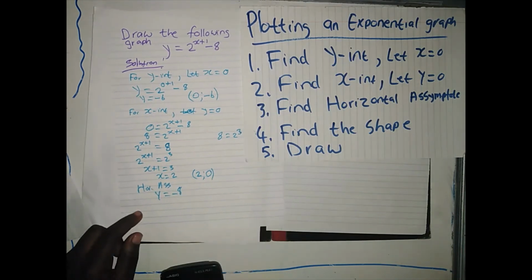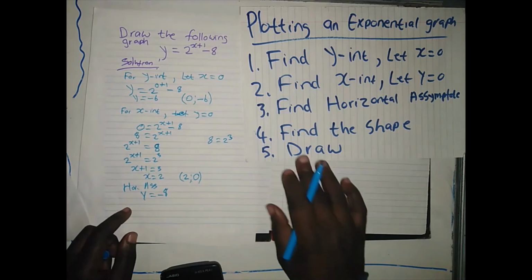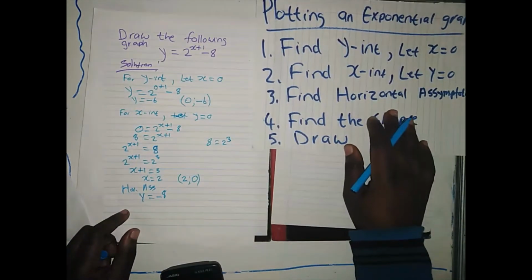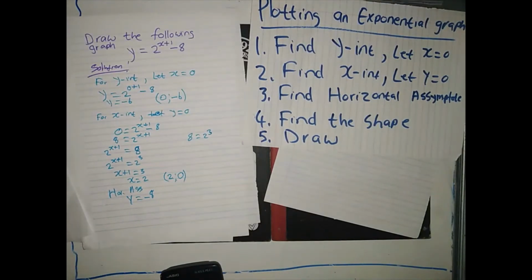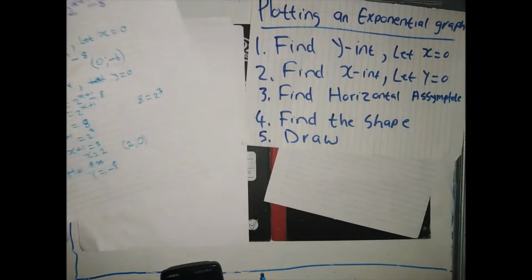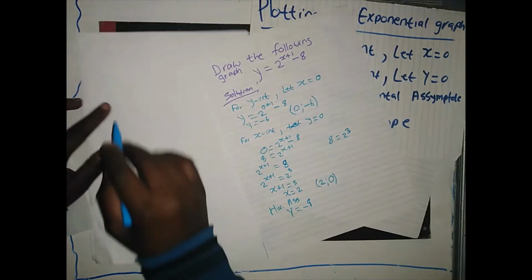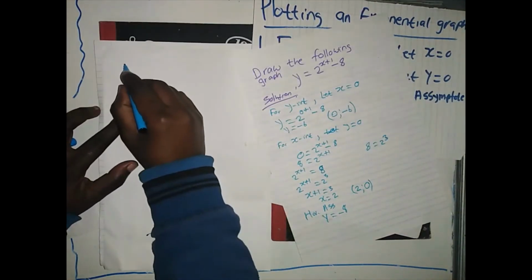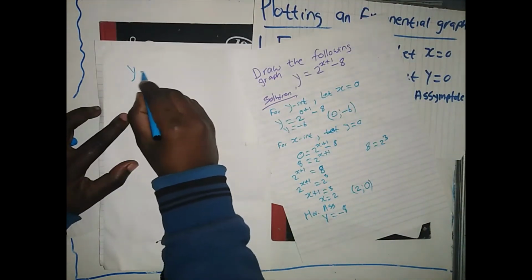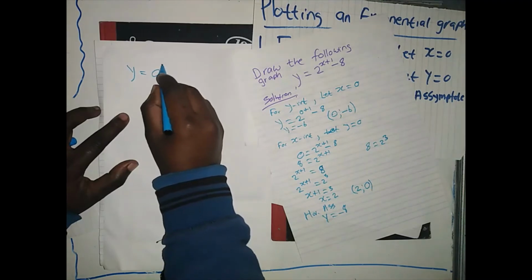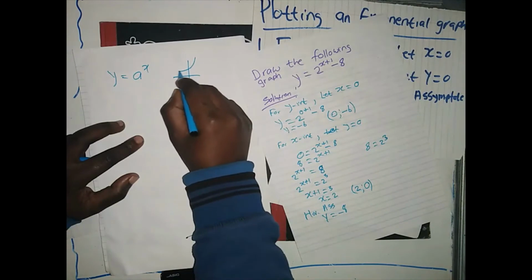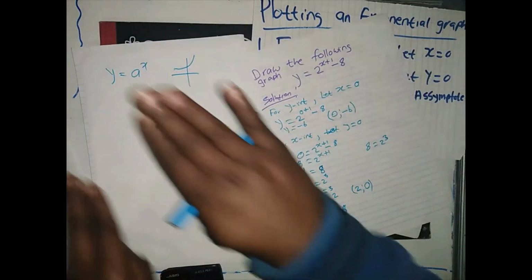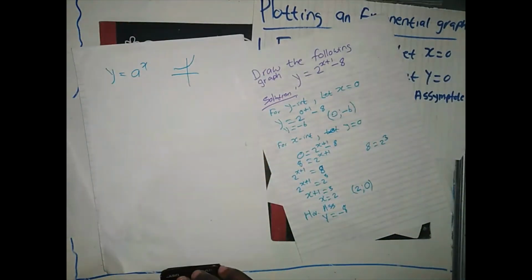Okay, wonderful. So you've got everything, and then so what do you then do? You then find the shape and then you draw. So how do you then find the shape? Remember, guys, that if you have y equal to a to the power x, therefore you have a graph that is like this. It is in the shape, it is facing this side. Okay, can you see that?